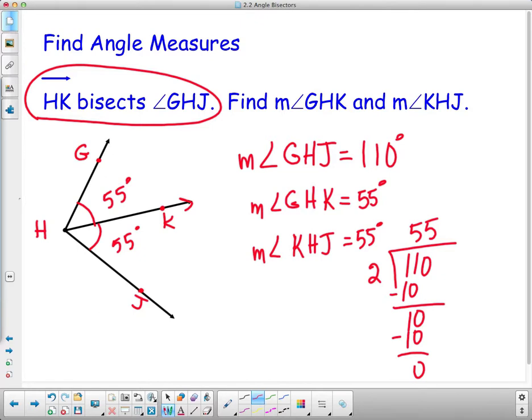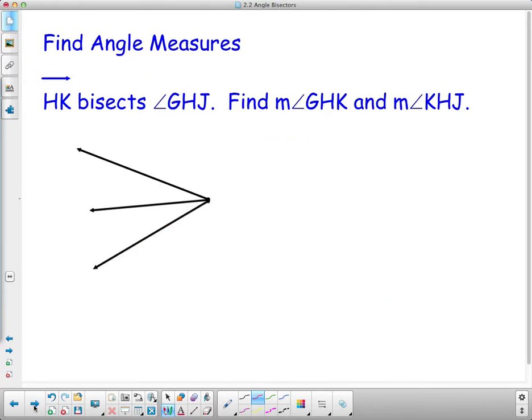Okay. All right, let's try another one. I flipped the picture. Again, do what we did at the beginning. Make markings and label the points. Ray HK bisects angle GHJ.